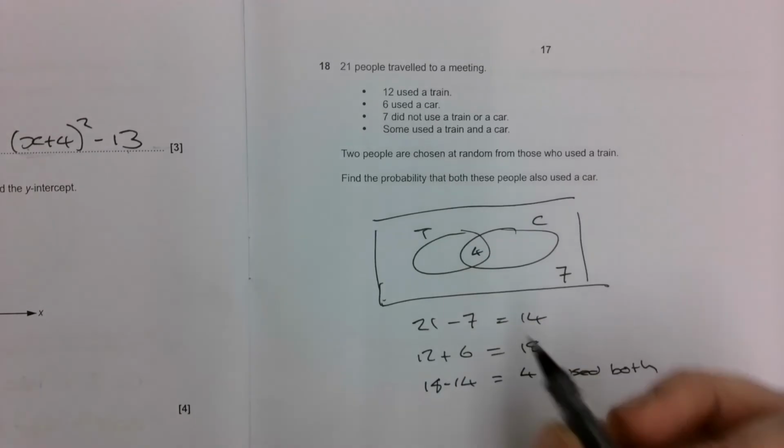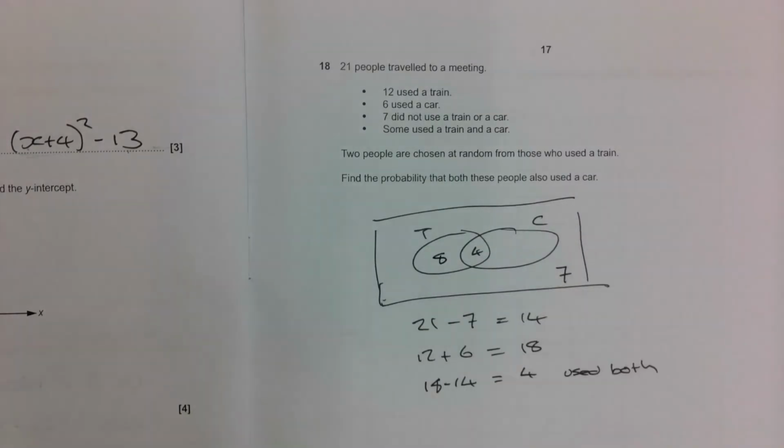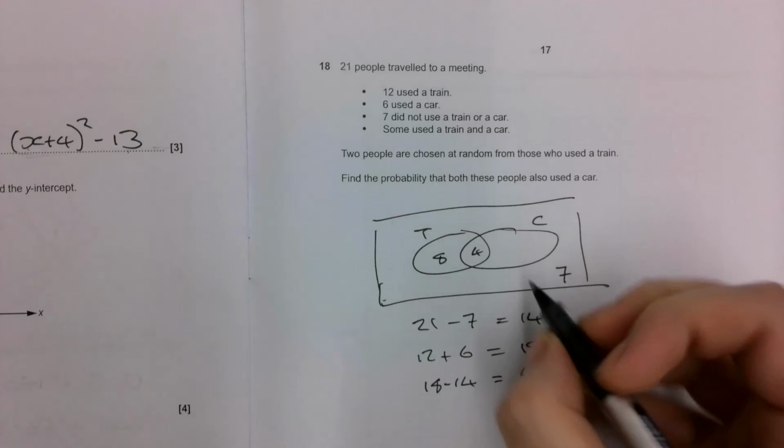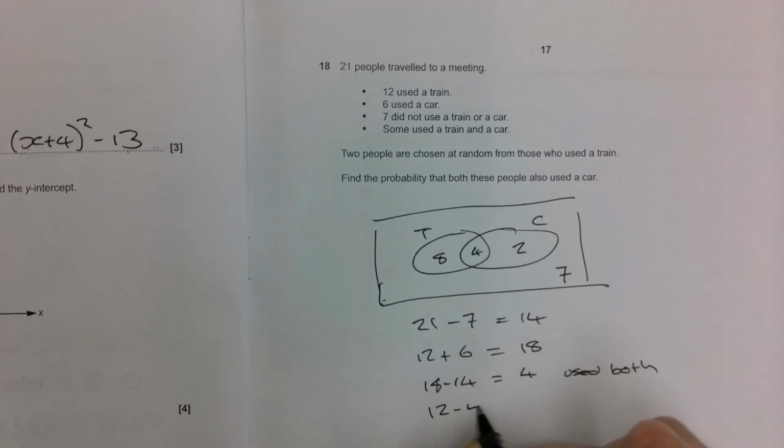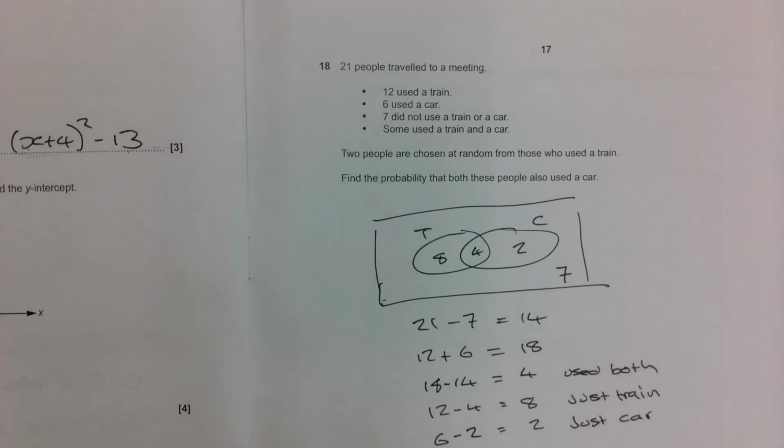We can then go back, 12 take away 4 is 8, so there must be 8 people who just used the train, and 6 take away 4 is 2. And the 2 is the people who just used the car. Okay.